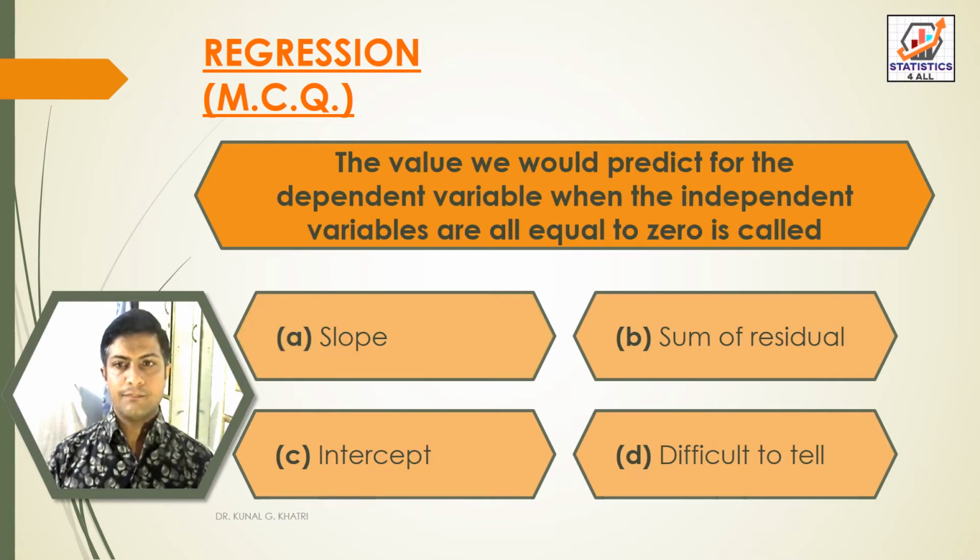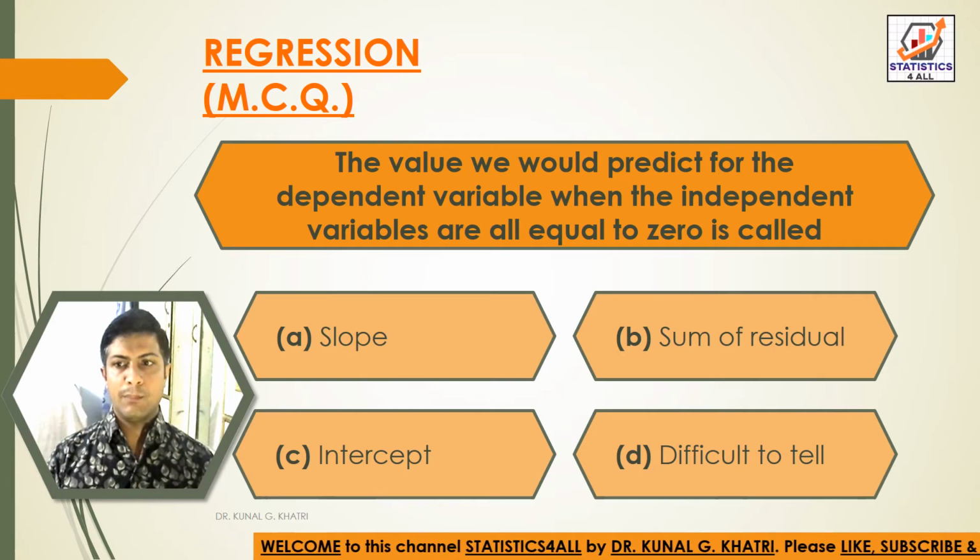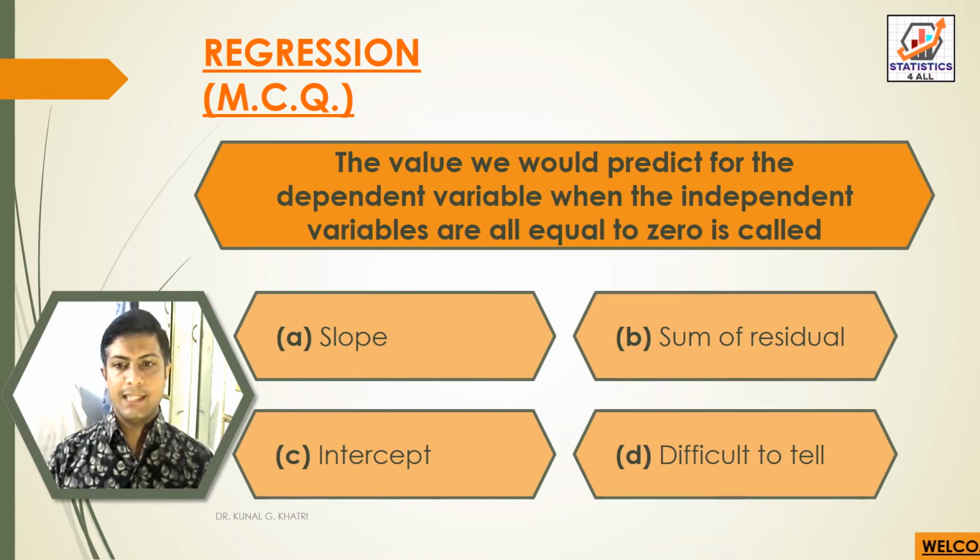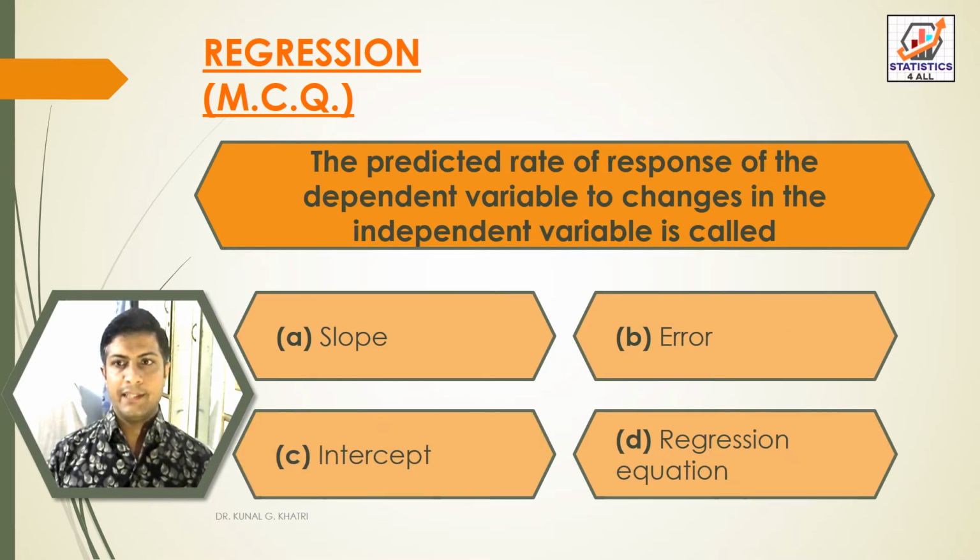Next question. The value we would predict for the dependent variable when the independent variables are all equal to 0 is called option A slope, option B sum of residual, option C intercept, option D difficult to tell. So here we have answer option C, intercept. The value we would predict for the dependent variable when the independent variables are all equal to 0 is called intercept.